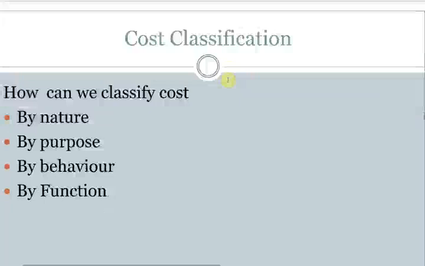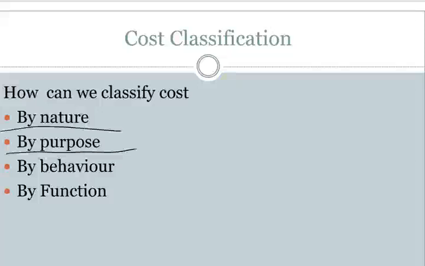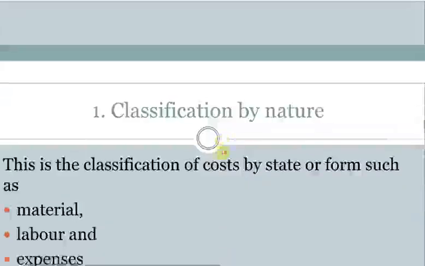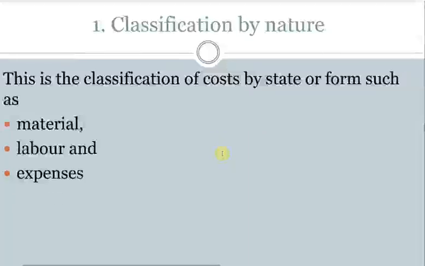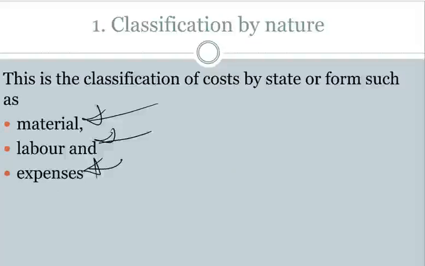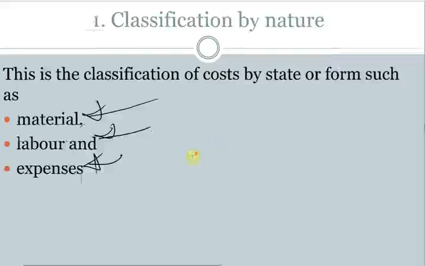So let us look at classification of cost. How can we classify cost? We'll classify cost in four categories. We'll classify it by nature, by purpose, by behavior, and by function. In each way of classification, we'll find categories. Let us start with classification by nature. When you're talking about classification by nature, we can classify them in terms of material, labor, or expenses. So we can say, is this a material? Is this labor? Is this expenses? Those are the categories under classification by nature.